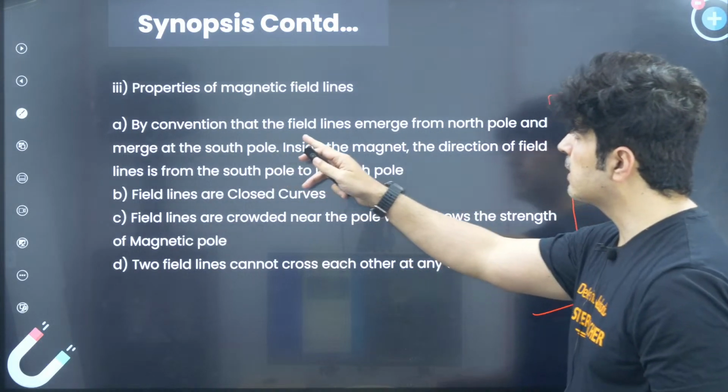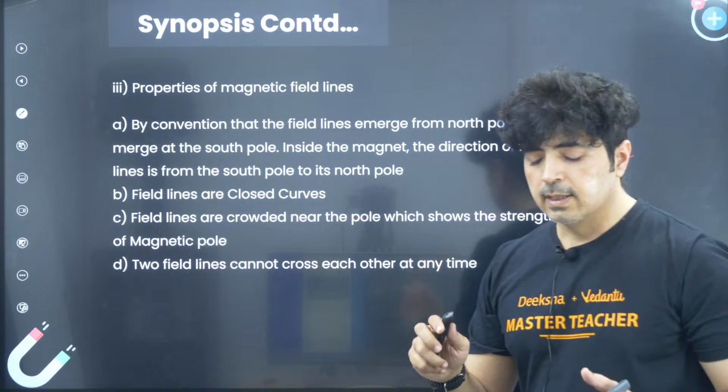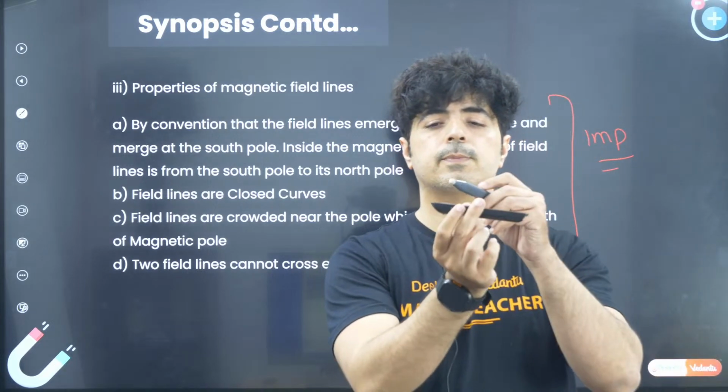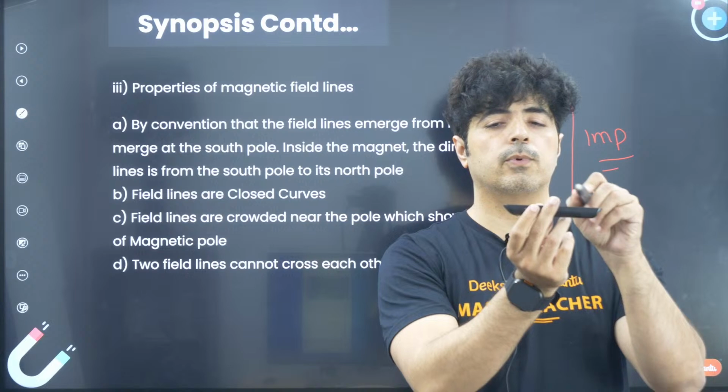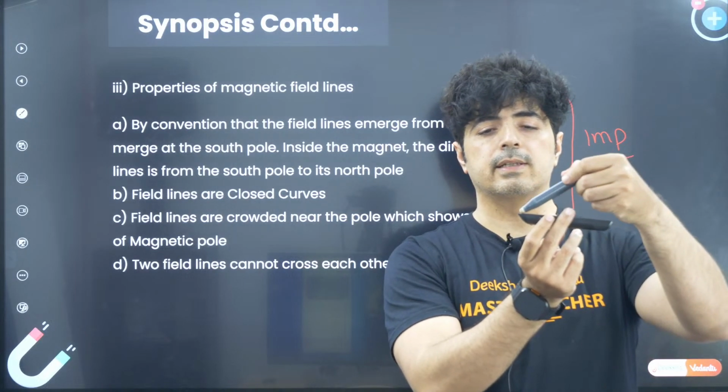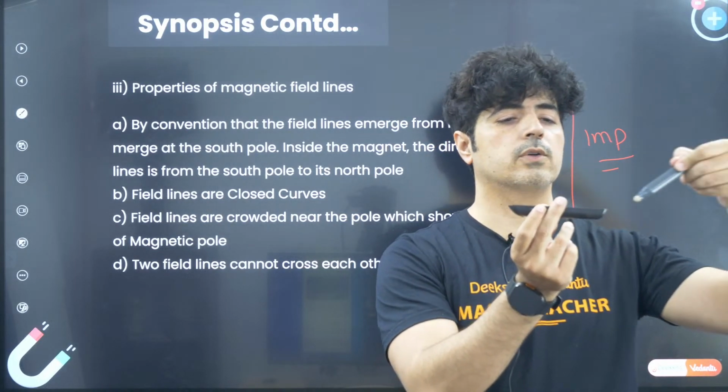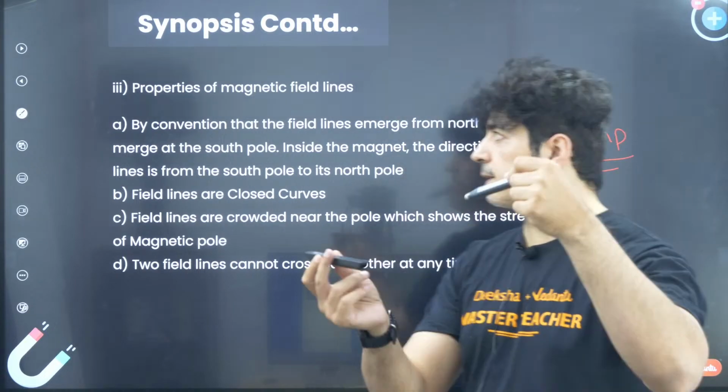One is by convention that the field lines emerge from the north pole. So let's say this is my north pole, this is my south pole. It is said that the magnetic field lines start from north and go all the way to the south. So this is the first one.